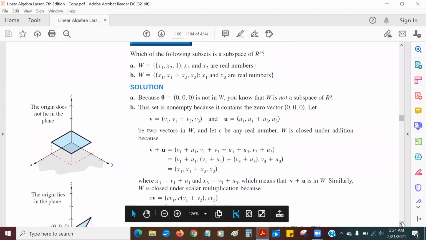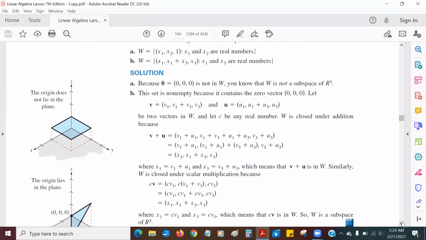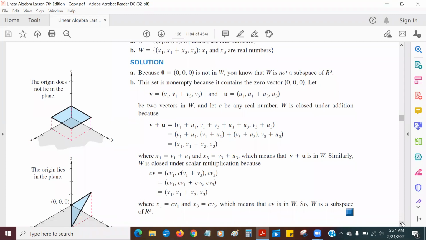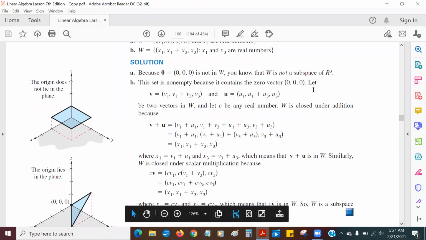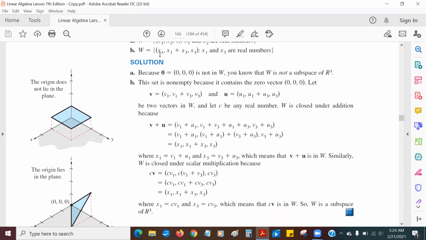What is this going to look like? First of all, it's a non-empty set, and it contains a zero vector, because if x is 0 and z is 0, then y is also going to be 0. So it's non-empty and it contains a zero vector, which it needs to. So it has all those cool things. And let's just show that it's closed under addition.